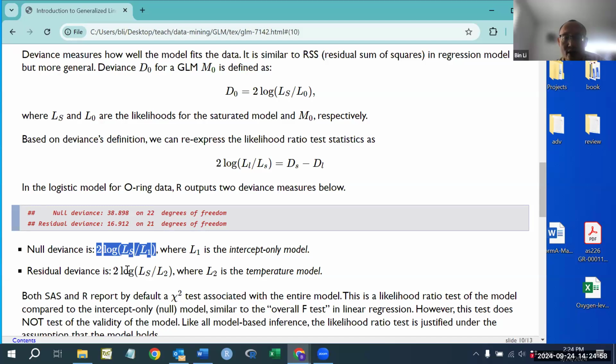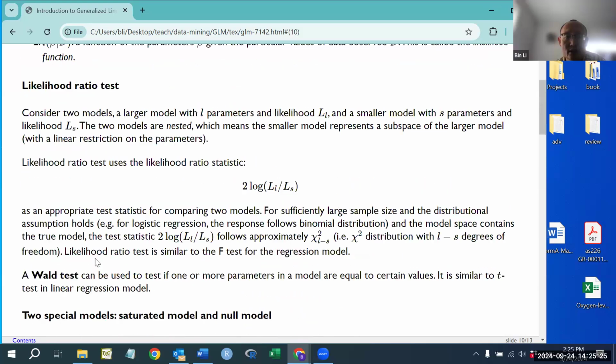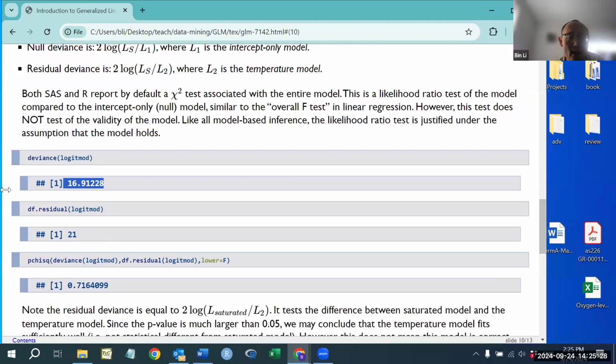And the residual deviance is the likelihood ratio statistic that compares the saturated model with the temperature model. Okay, so the temperature model is the logistic regression that we fitted here. So you can see the deviance, that's the residual deviance for the model is 16.91, and the degrees of freedom for the residuals is 21.